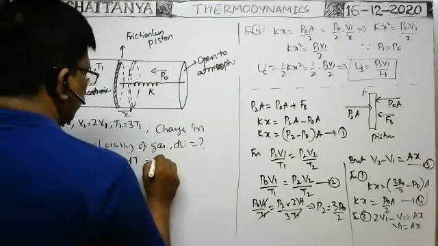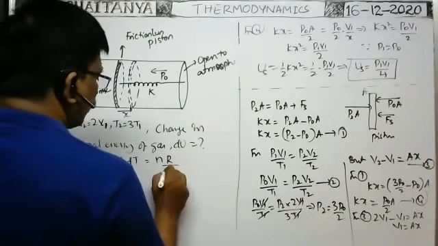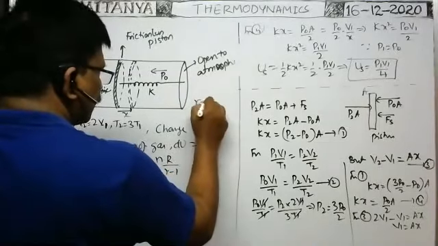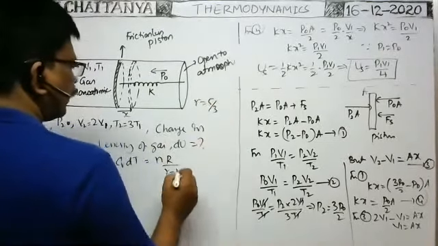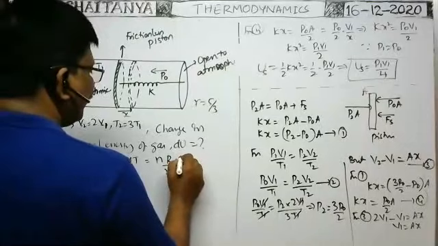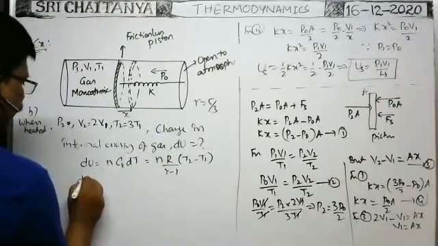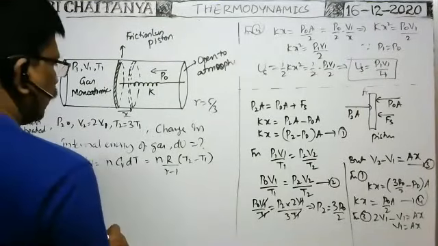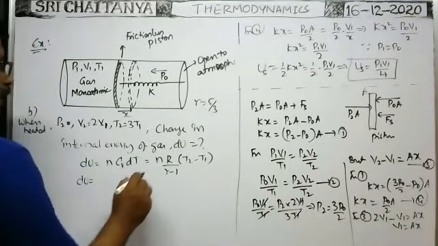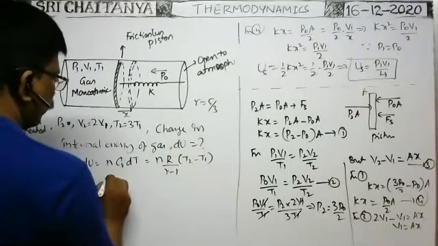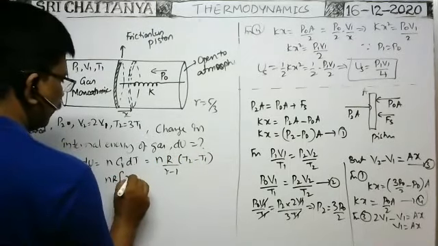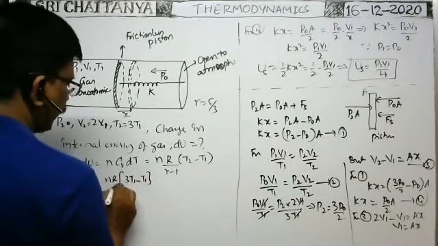That is equal to n into Cv, which we can write as R by gamma minus 1. Gamma is already given because it is a monoatomic gas, so gamma is 5 by 3. dT means T2 minus T1. So change in internal energy is equal to nR (T2 minus T1) by gamma minus 1.